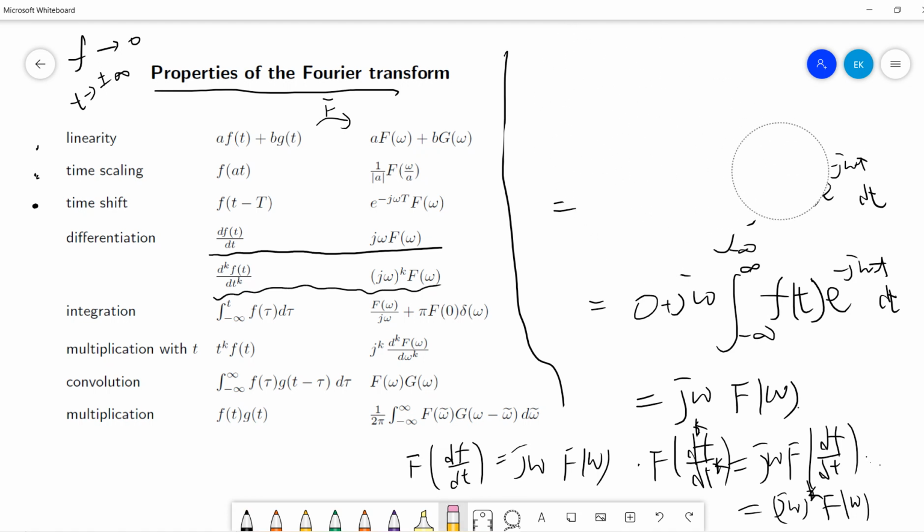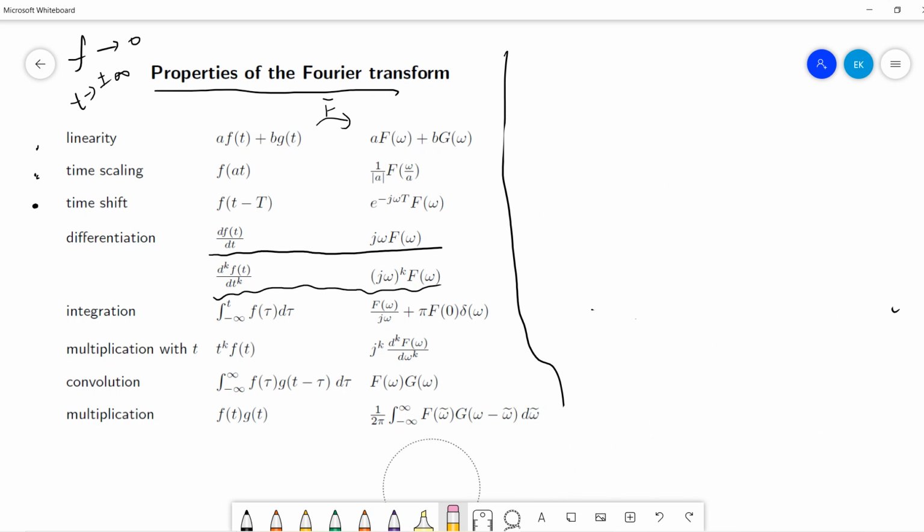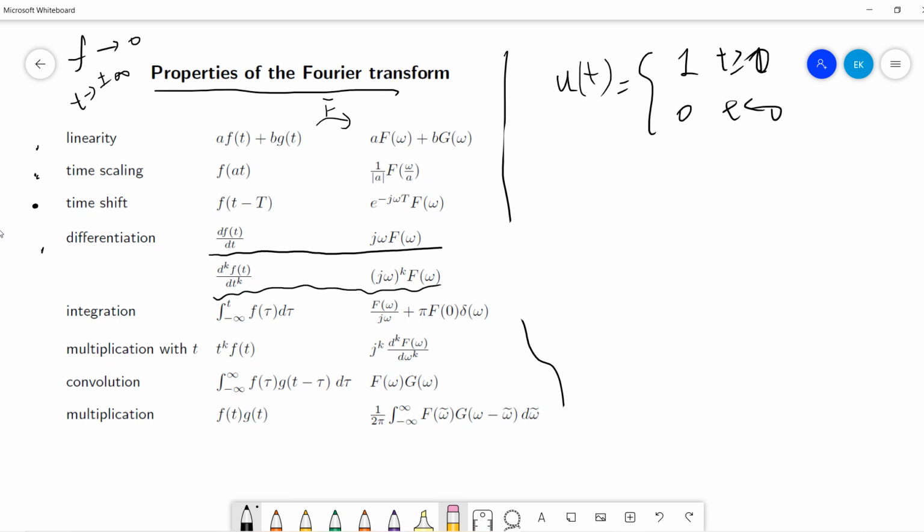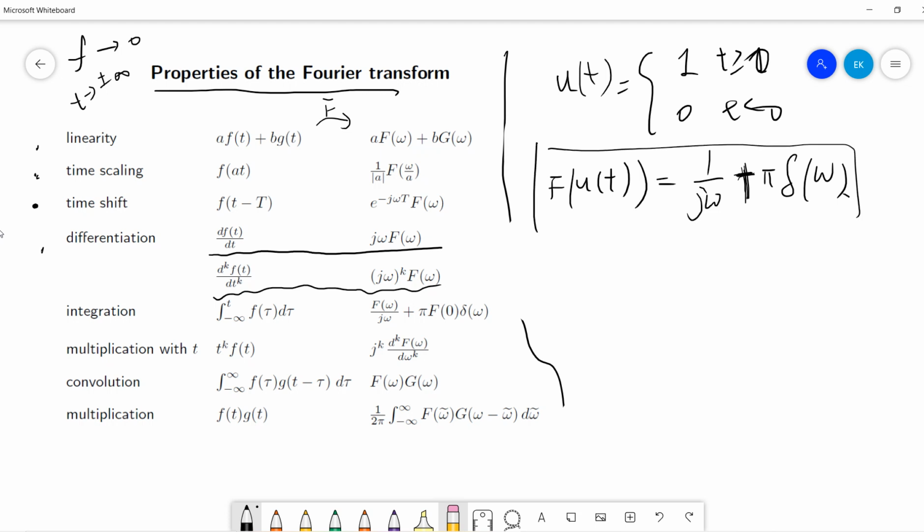Let me prove the integration. One result we have proved, and if you don't know that, you can find my previous video, is this: if I define a step function to be this, basically when t is larger than 0 it is 1, then the Fourier transform of the step function is 1 over j omega plus pi delta of omega. If you don't know that, you can go back and see my previous video.